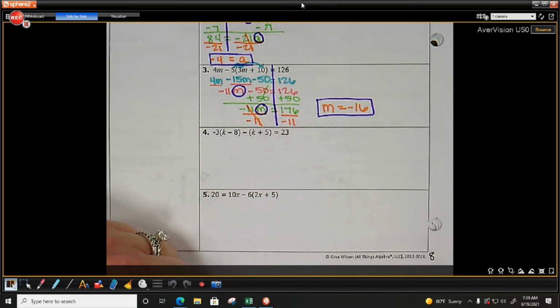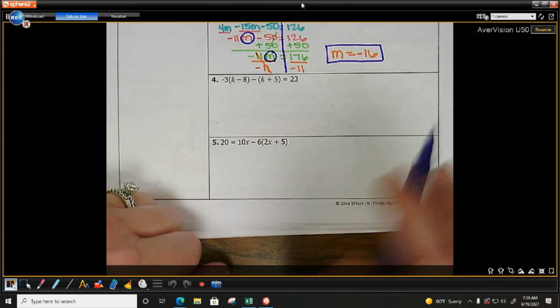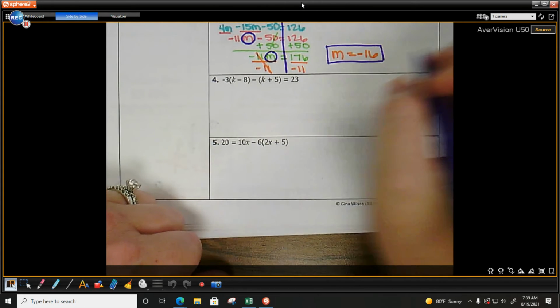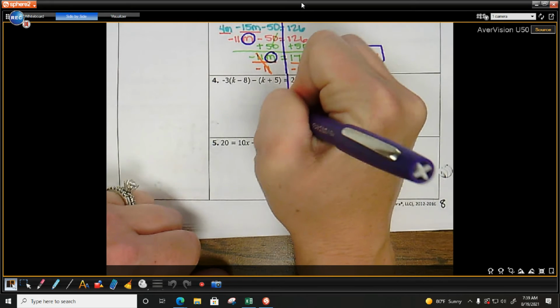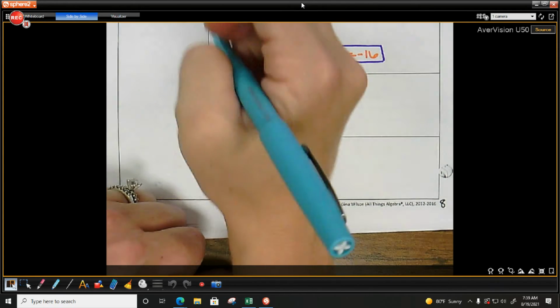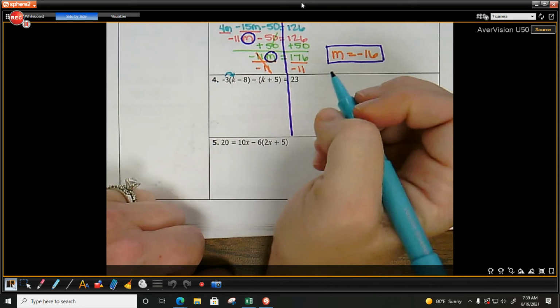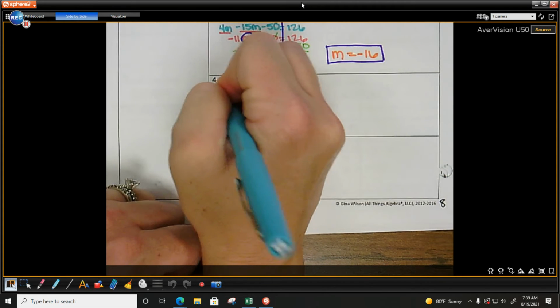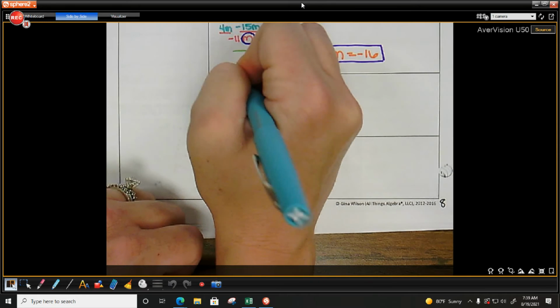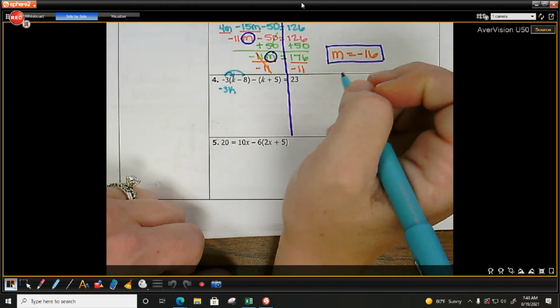What do I see with the next problem? I have two sets of parentheses, meaning I'm distributing twice. Okay, draw your line through the equals. I have parentheses, which means I distribute. What's negative 3 times k? And what's negative 3 times negative 8? A negative negative? Positive 24.